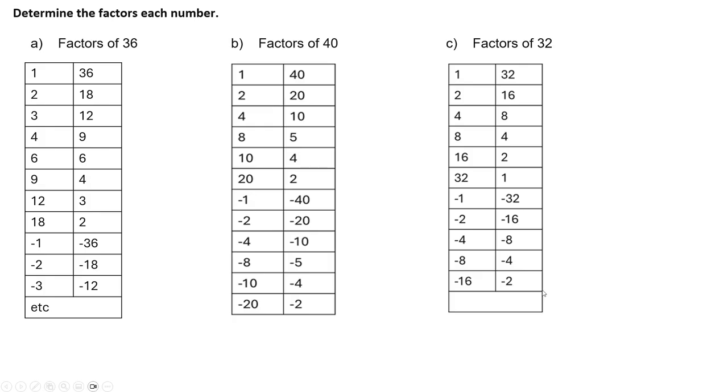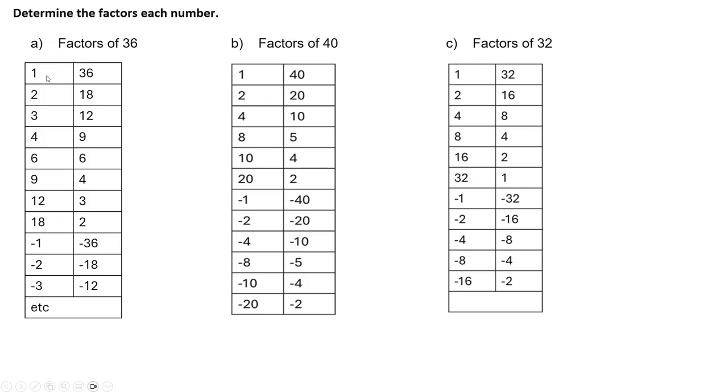Determine the factors of each number. So question A asked us to write out the factors of 36, all the numbers that can be multiplied together to make 36. So let's continue in the habit of starting with the lowest number and then multiplying it by whatever we need to get the number we're trying to get the factor of.